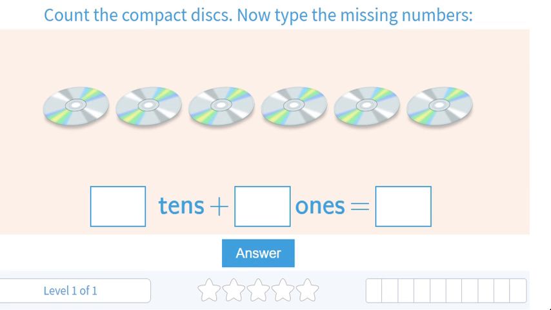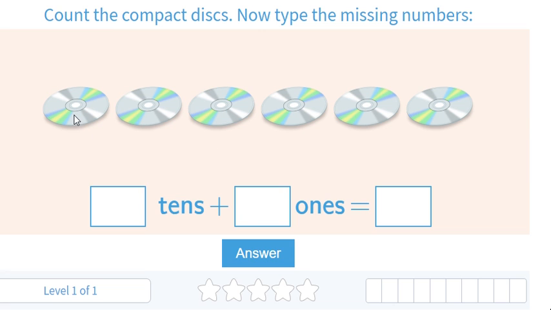So let's get started. We need to count the compact discs. Now type the missing numbers. So first, what I'm going to do to make this easy and to show you what to do, I'm going to count my discs, and then I'm going to put the total right here. So how many discs I have in all is going to go right here, because that's what this equal sign means. That means how many objects in all. So that number is going to go right here in this box.